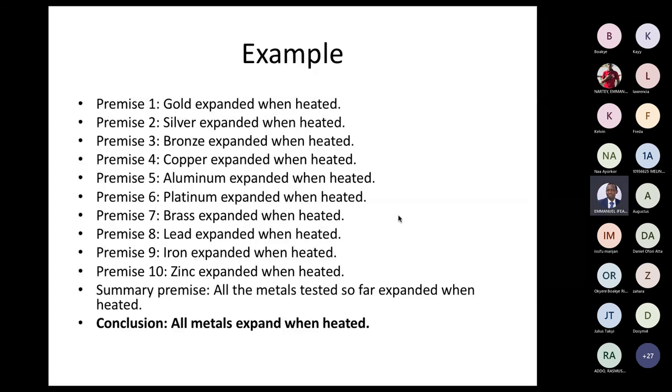Premise one, gold expanded when heated. Two, silver expanded when heated. Bronze expanded when heated. Copper expanded, aluminum expanded, platinum expanded, brass expanded, lead expanded, iron expanded, zinc expanded. So 10 premises are talking about 10 types of metals that expanded when heated. And then the summary premise is that all the metals tested so far.